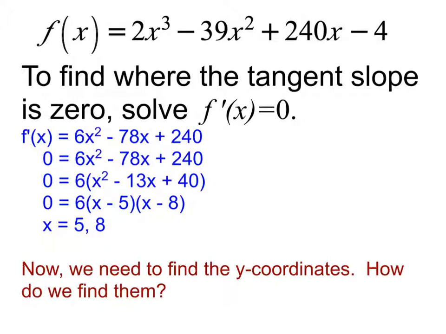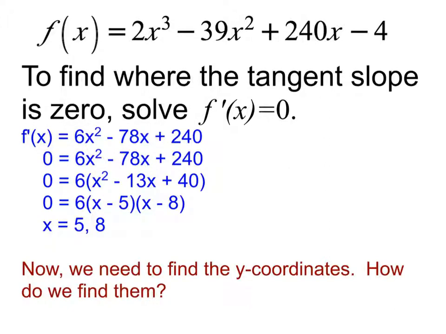In order to solve this and figure out where the tangent slope is 0, we solve f prime of x. So first that means we have to find the derivative equals 0. So I set that derivative equal to 0, and I'm then solving that equation. Now notice it's got x squared and x in it, so I'm thinking factoring.